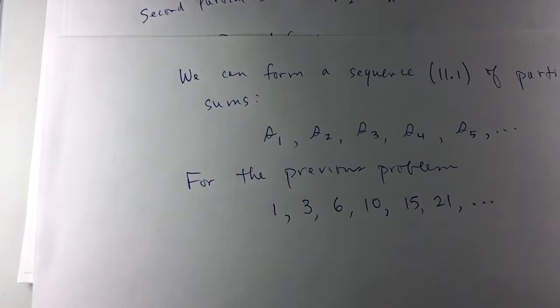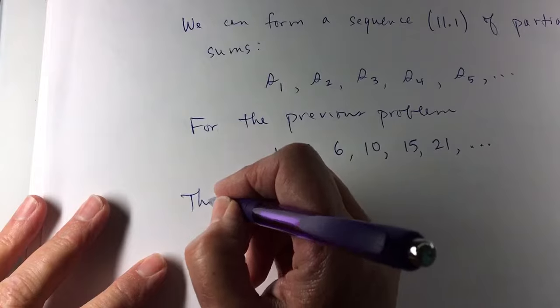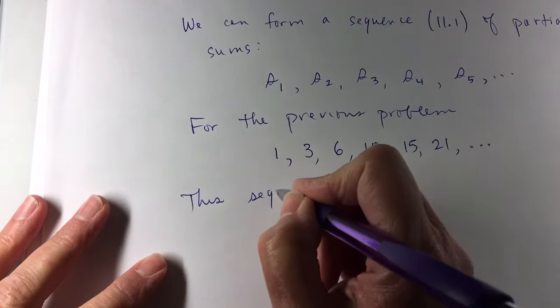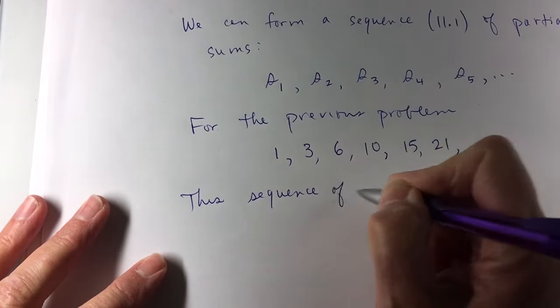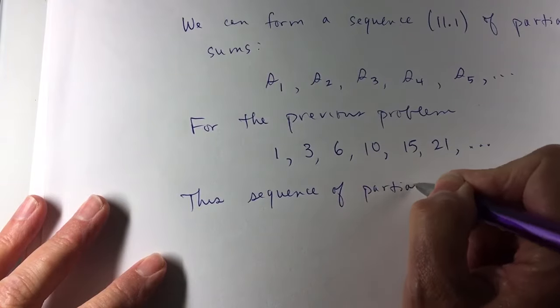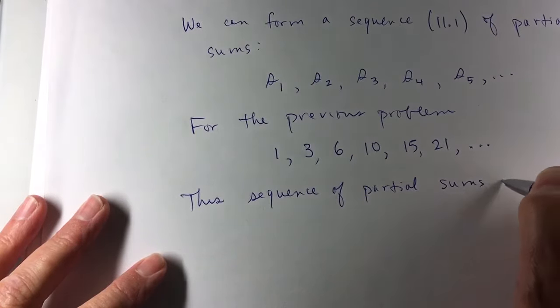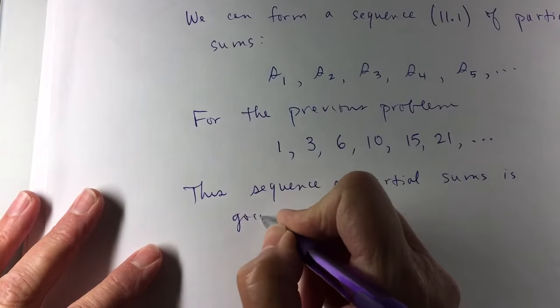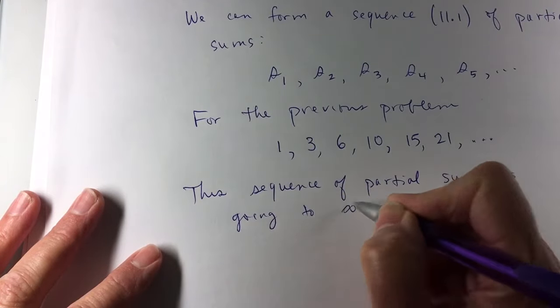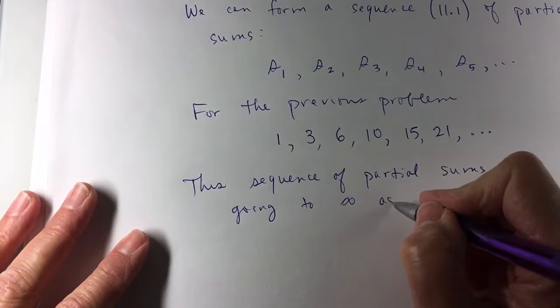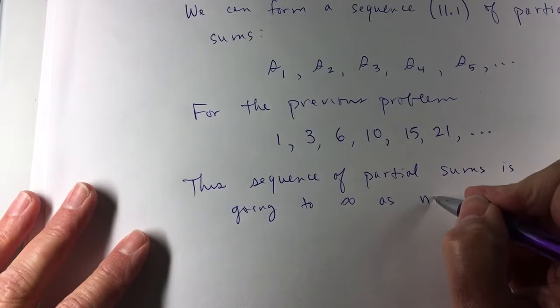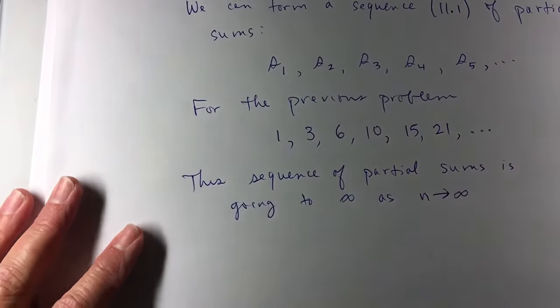And I can look at this sequence of partial sums, and then we can kind of examine that to see if it converges or diverges. So this is going to infinity. So this sequence of partial sums is going to infinity as the number of terms approaches infinity.